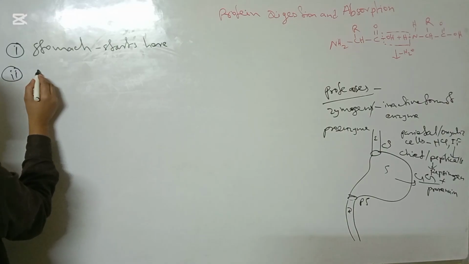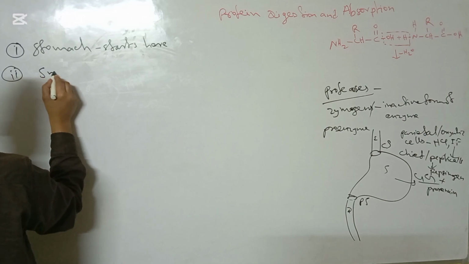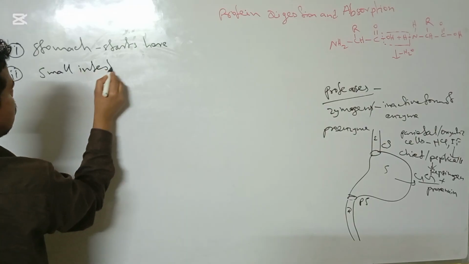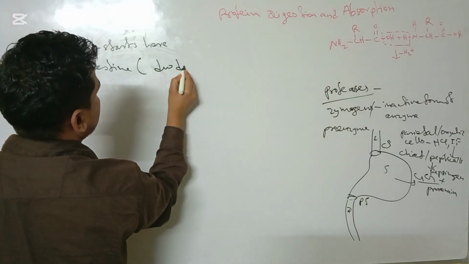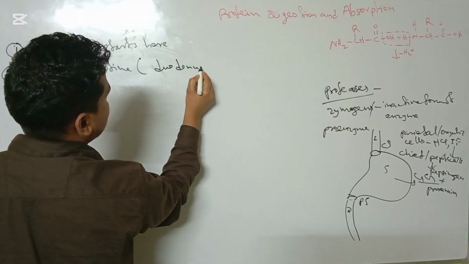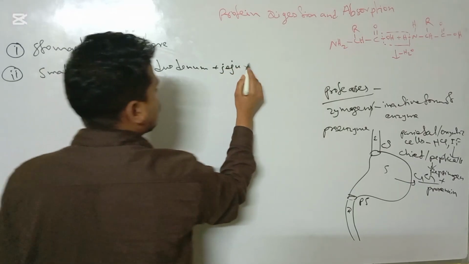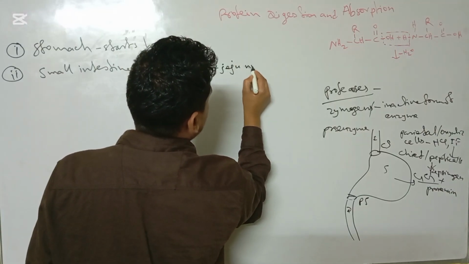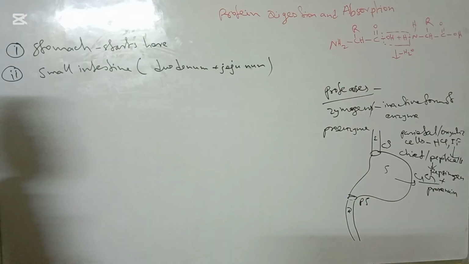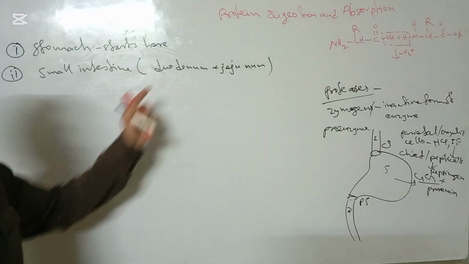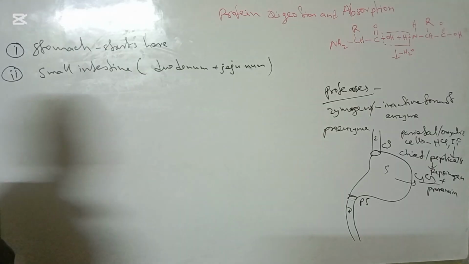Number 2 is the small intestine, digestion in the small intestine. The digestion part is mainly the duodenum and jejunum. The ileum is mainly for absorption, and in the ileum there may also be digestion, if it is not completed in the upper part. So that is not an issue.